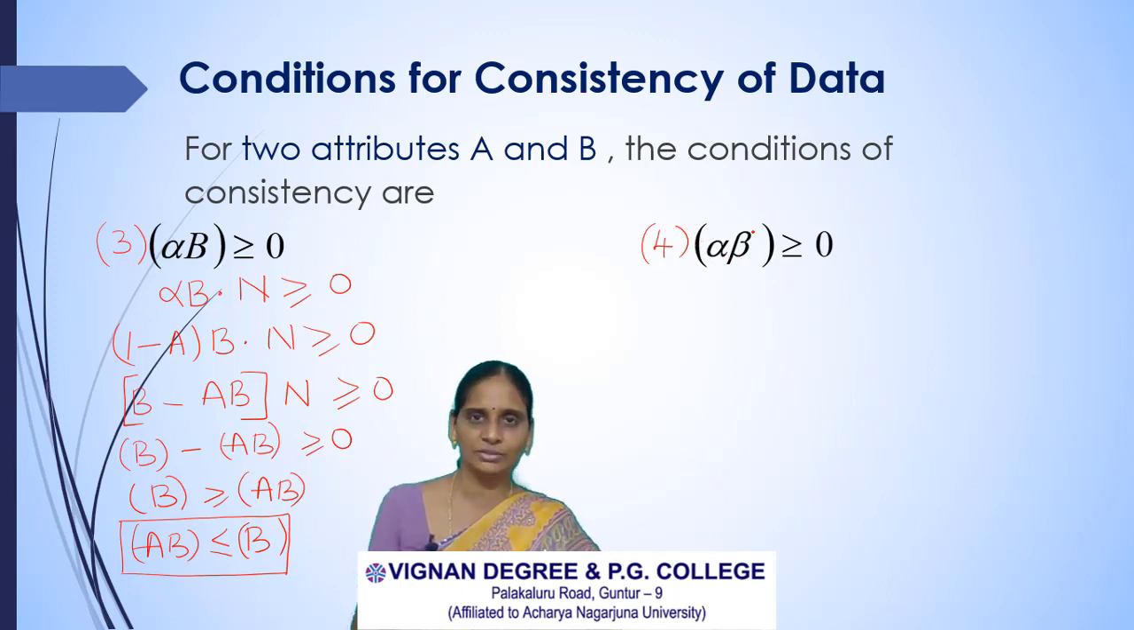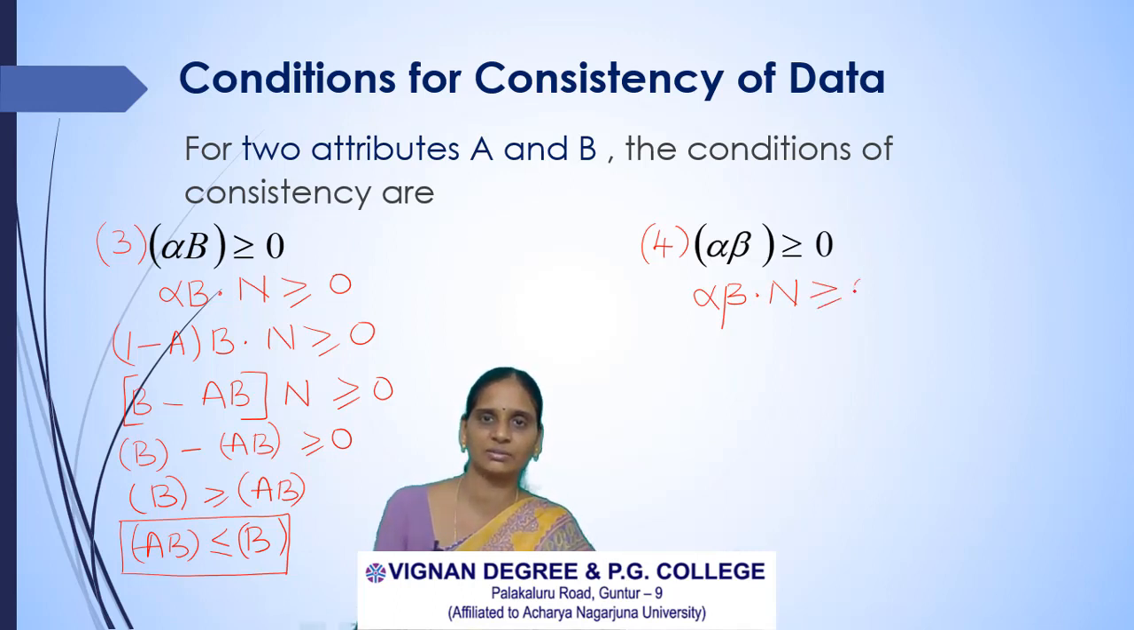So now we have to write down frequency of alpha beta like this. So that is frequency of alpha beta can be written as alpha beta into n, which is greater than or equal to 0. Again, alpha can be replaced by the operator 1 minus a, beta can be replaced by the operator 1 minus b, into n, which is greater than or equal to 0.